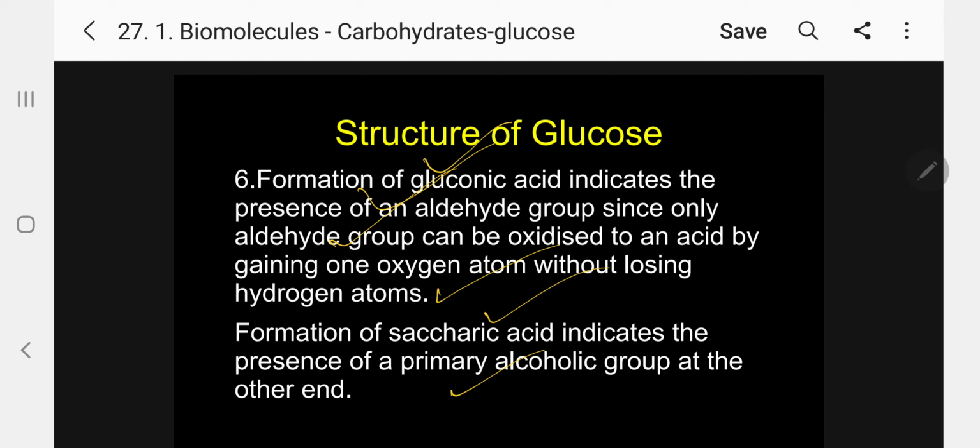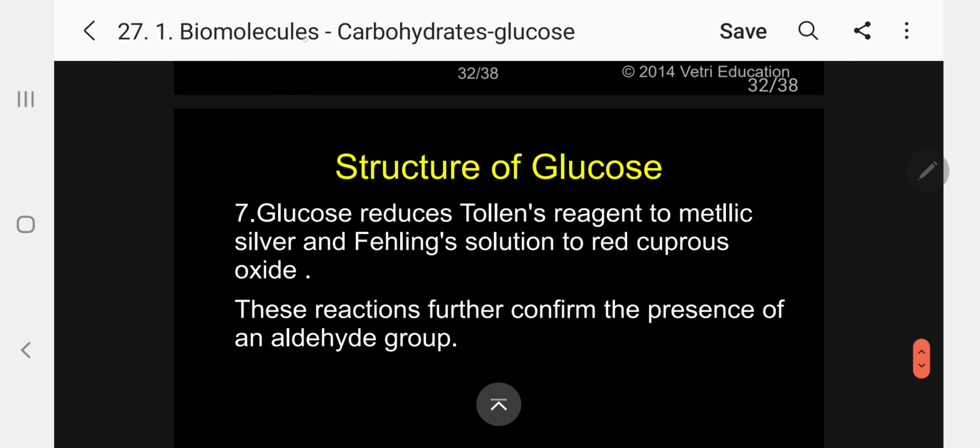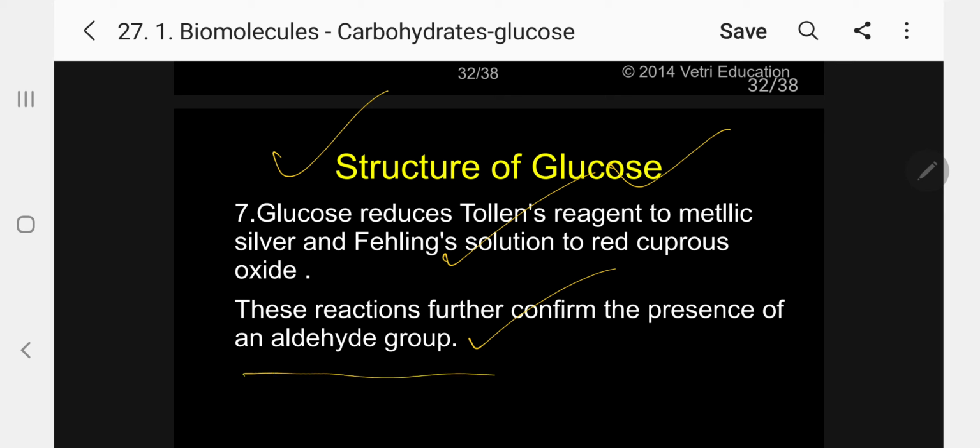And we have already studied there are 5 OH groups. So automatically, think of CHO at the top and CH2OH at the bottom, that is one OH, and the remaining 4 carbon atoms have 4 OH groups. Very clear idea regarding the glucose structure. Please follow. Now, glucose further reduces Tollens' reagent to metallic silver and Fehling's solution to red cuprous oxide, a red precipitate. These reactions further confirm the presence of a polyhydroxy aldehyde. Please follow.